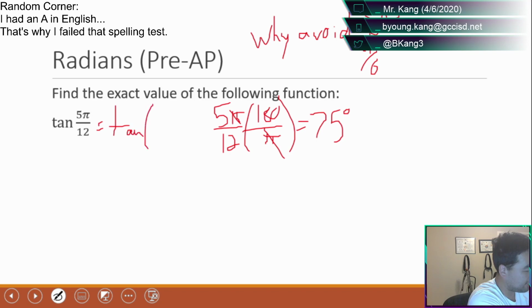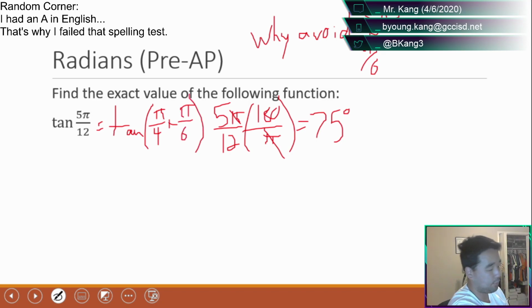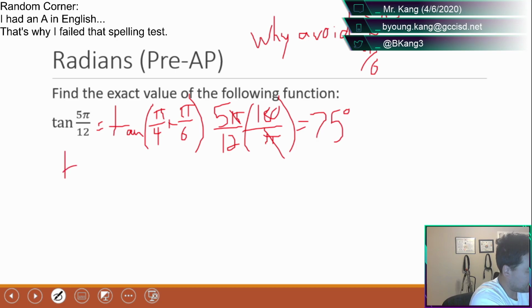So this is tangent of pi over 4 plus pi over 6, or 3 pi over 12 plus 2 pi over 12. Or convert to degrees and just make it a degree problem, right? Adding an extra step of work. So the formula says tangent, and again, the whole reason I'm doing this is just to show you how much more annoying this problem is when you use 30.